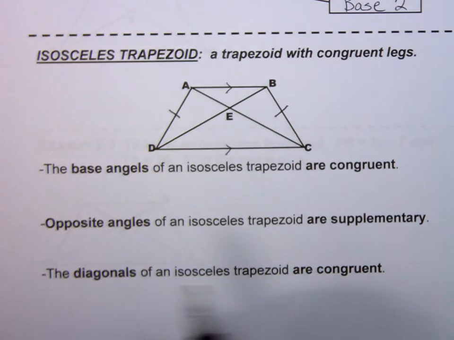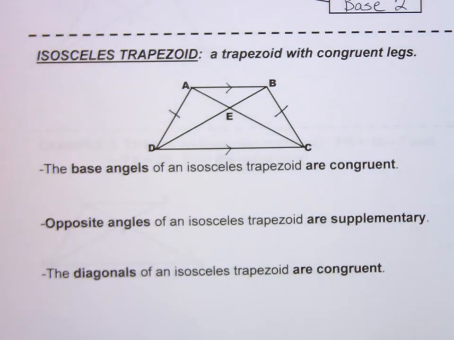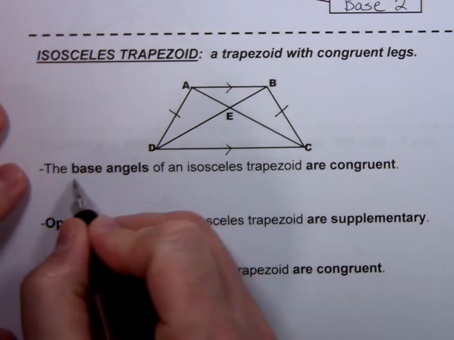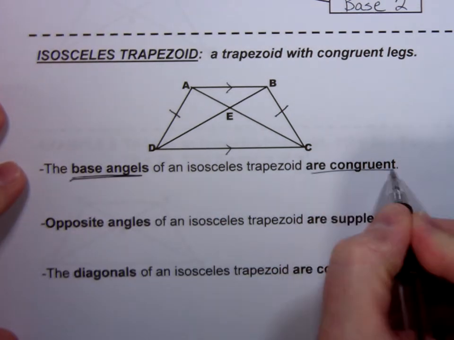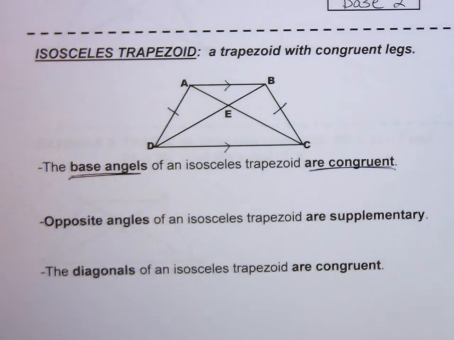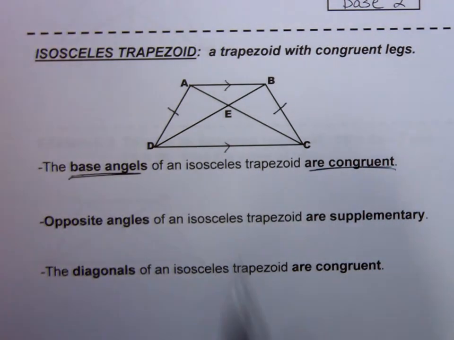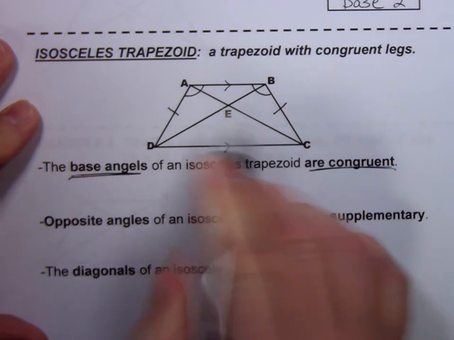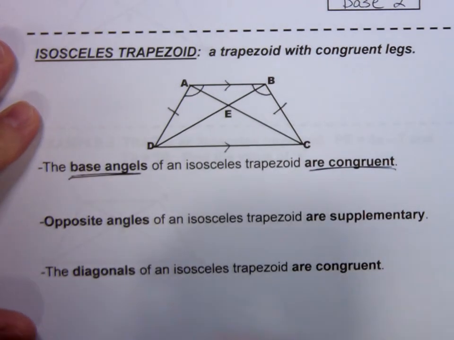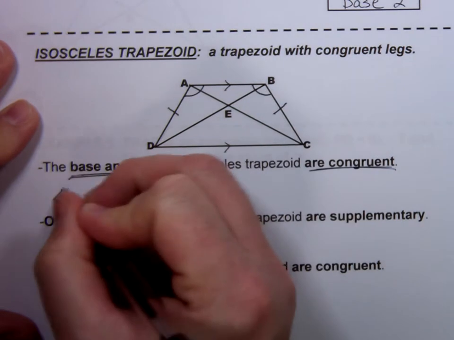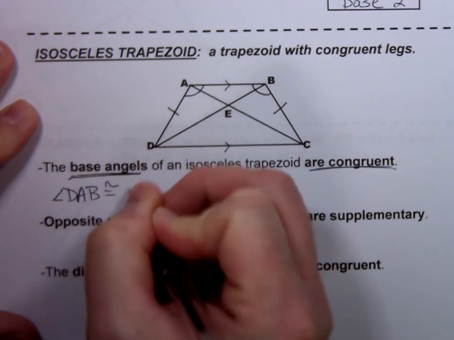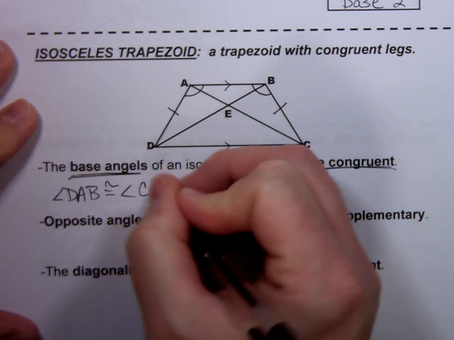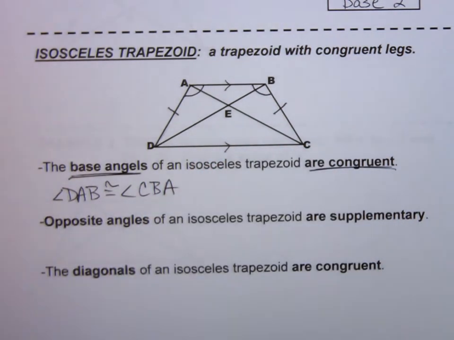Alright, there are some things that we know specifically about isosceles trapezoids. Now these things are not true about all trapezoids. They only apply to isosceles trapezoids. Okay, in an isosceles trapezoid, the base angles are congruent. The base angles of an isosceles trapezoid are congruent. So for example, here's one of the bases. So here is a pair of base angles that are going to be congruent to each other. So angle DAB is congruent to angle CBA. That's one pair of base angles that's congruent.